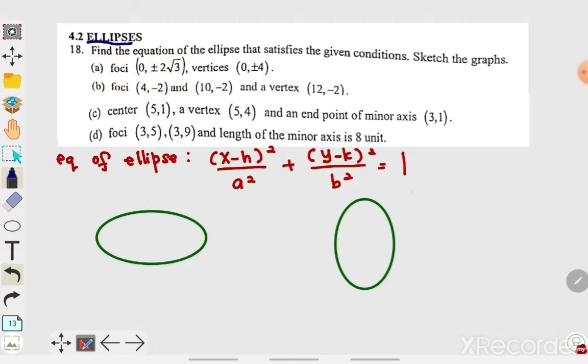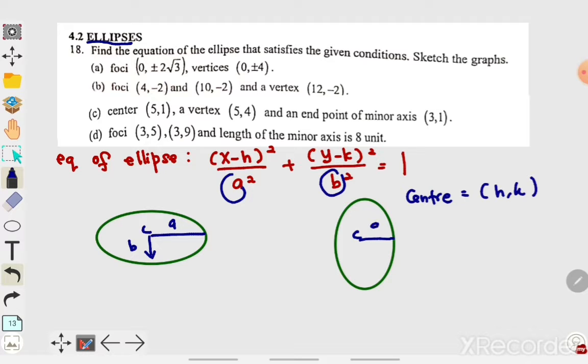Next, we know that the center is named (h, k), and the A value is the length from the center to one of the vertices, and the B value is the length of the distance parallel to the y-axis from the center in this case. So this is the B distance and this is the A distance. If the major axis is parallel to the x-axis, or if the major axis is parallel to the y-axis, this is the distance of A and this is the distance of B.